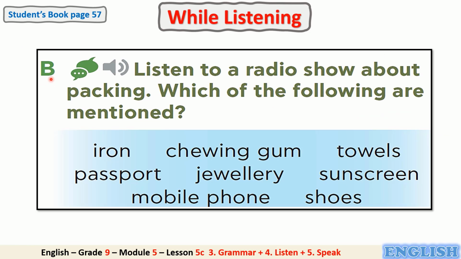Let's move to exercise B in the student's book, page 57, and this is a while listening activity. Listen to a radio show about packing. Which of the following are mentioned? Read these words and the phrases, then listen and choose which of the following words or phrases are mentioned. Now let's listen.